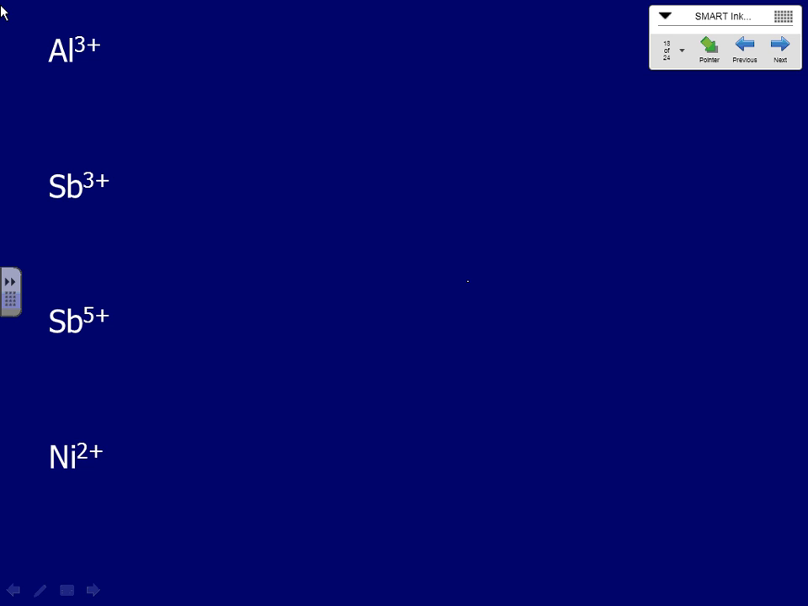Let's go through some examples here, and I'm going to take some room. I'm going to take the entire slide for each example. So I'm just going to do the aluminum +3 now first, and then I'll clear the slide and we'll move on from there.